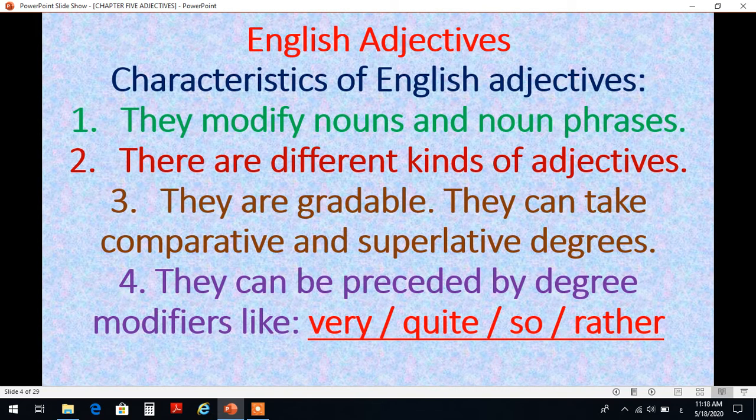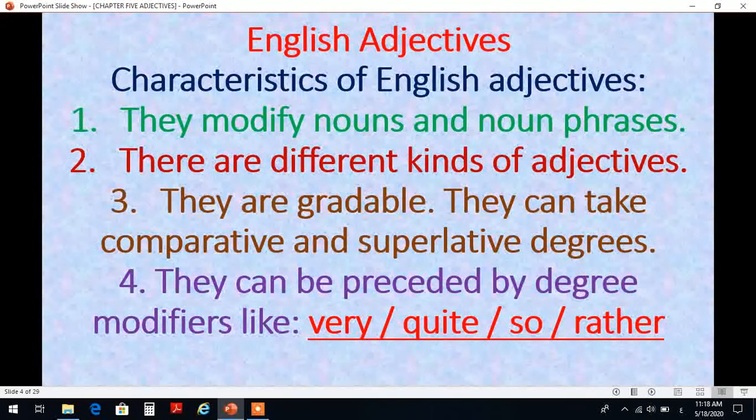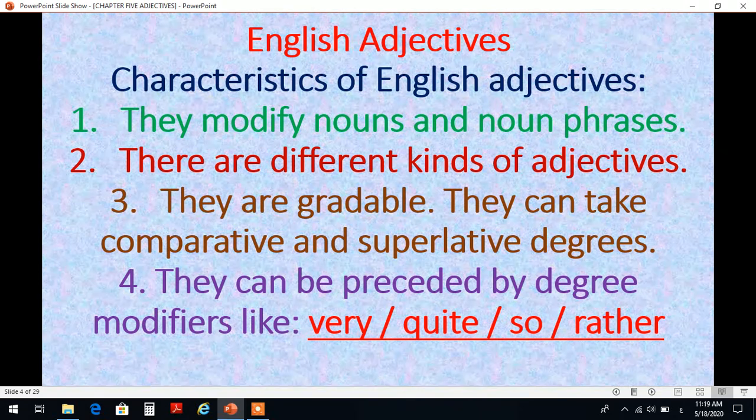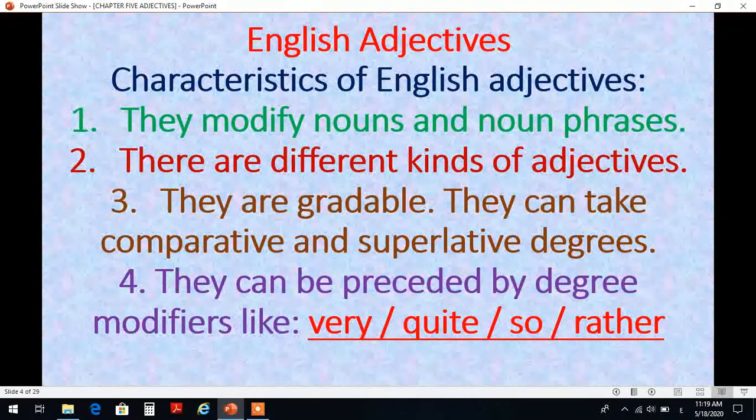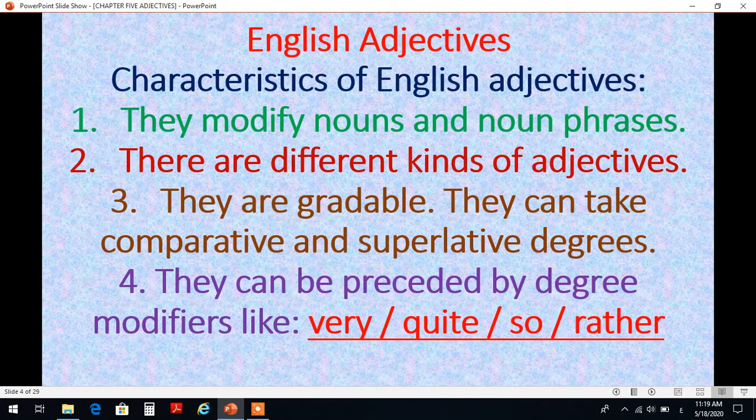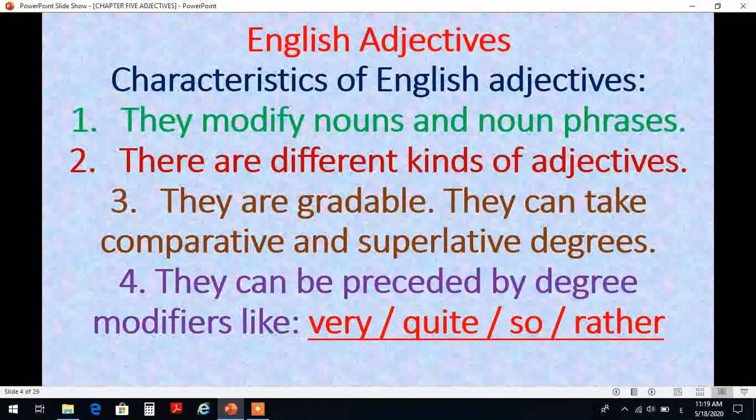Now we start with the English adjectives, characteristics of English adjectives. بماذا تمتاز الصفات في اللغة الإنجليزية؟ Number 1, they modify nouns and noun phrases. تستخدم الصفات في اللغة الإنجليزية لتحديد معنى الأسماء أو العبارات الاسمية أو لوصف تلك الأسماء أو العبارات الاسمية.